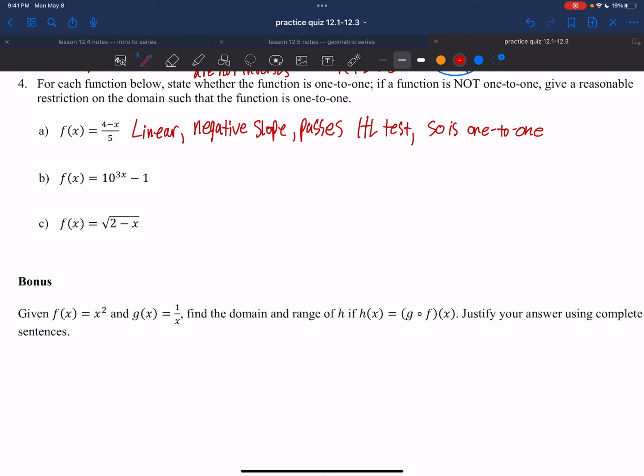All right. F of x equals exponential. Okay, now I think this is exponential. If you know your parent functions for exponential, right? Okay, so like that's a linear, right? It's a straight line like that. Exponential is going to grow like this. So that passes it. It passes the horizontal line test. So it is 1-to-1.